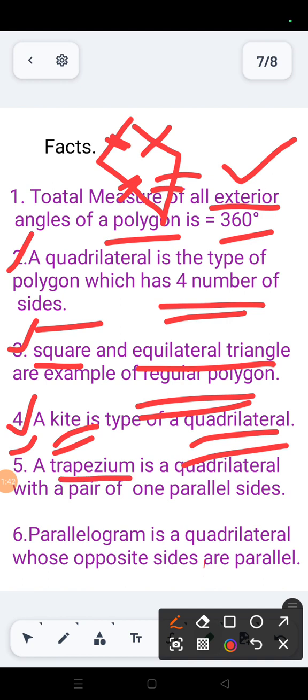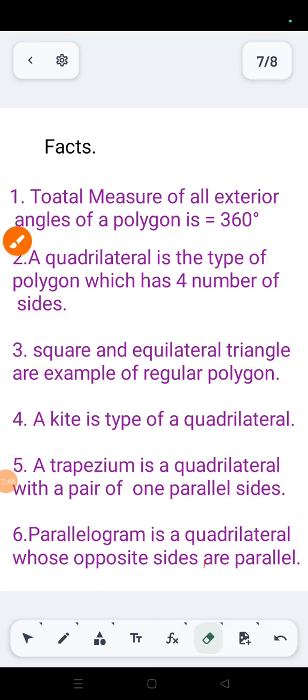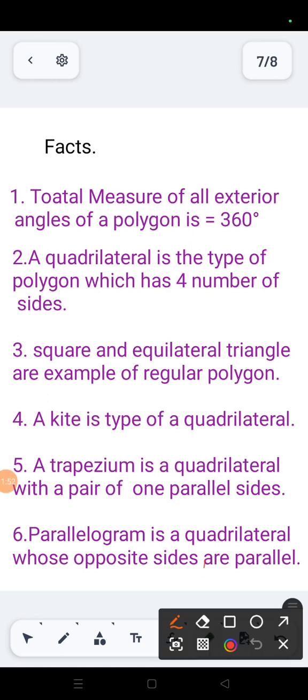Trapezium is a quadrilateral with one pair of parallel sides. We can understand by this figure. It is a trapezium. In this trapezium, one pair of opposite sides is parallel and the other pair is not parallel.